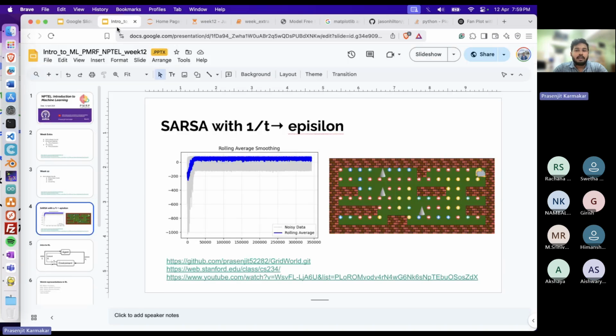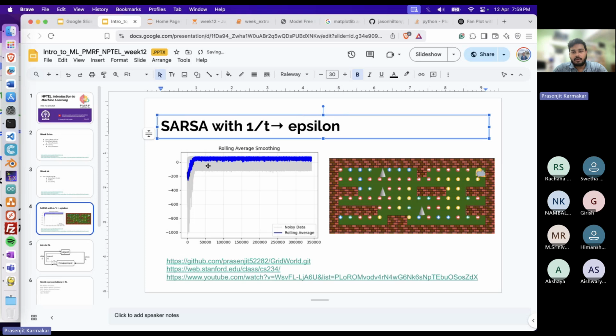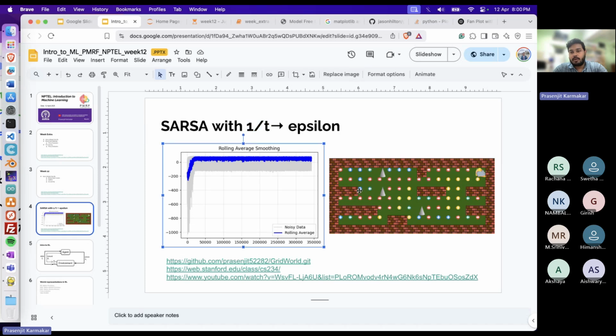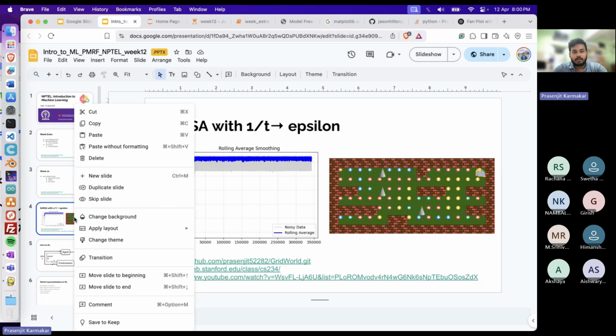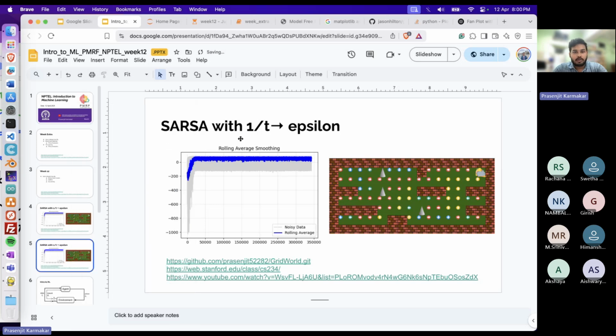But anyway, our GLIE approach worked. So if I keep my exploration to be 1/t, then my algorithm converges and gives me a good policy to reach the cake from the initial state. But see, this doesn't give us control over how much we can explore, right? So if my environment is more complex, I might need to explore more. Then 1/t would not work. Rather, the current approach we are doing would work even more, right?